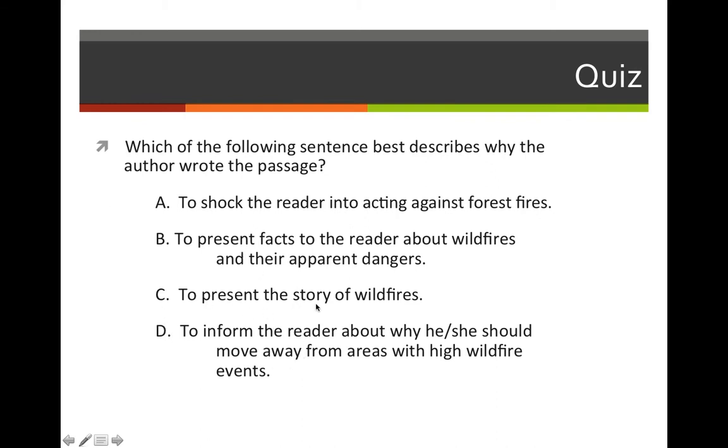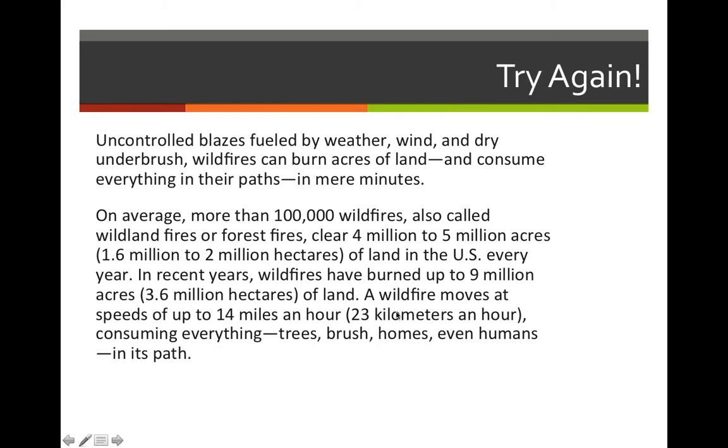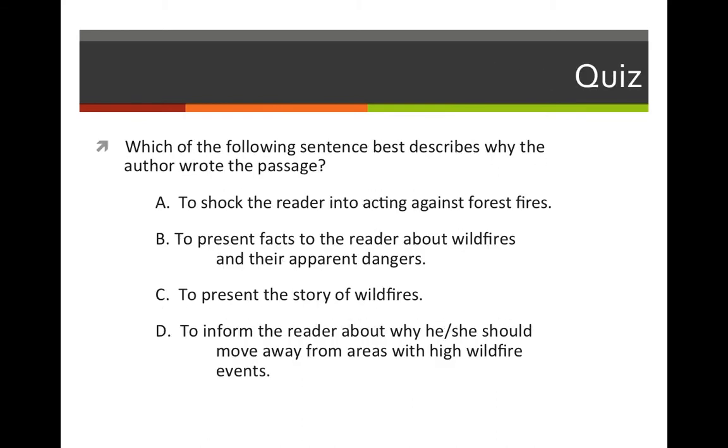Is it to present the story of wildfires? Well, it does give a lot of facts about it, but I really want to focus on that word story. We often use that really broadly, and we say, oh, the story I read in the newspaper. No. Stories are narratives. They are telling a story. This is what happened first. This is what happened second. They're usually for entertainment purposes.